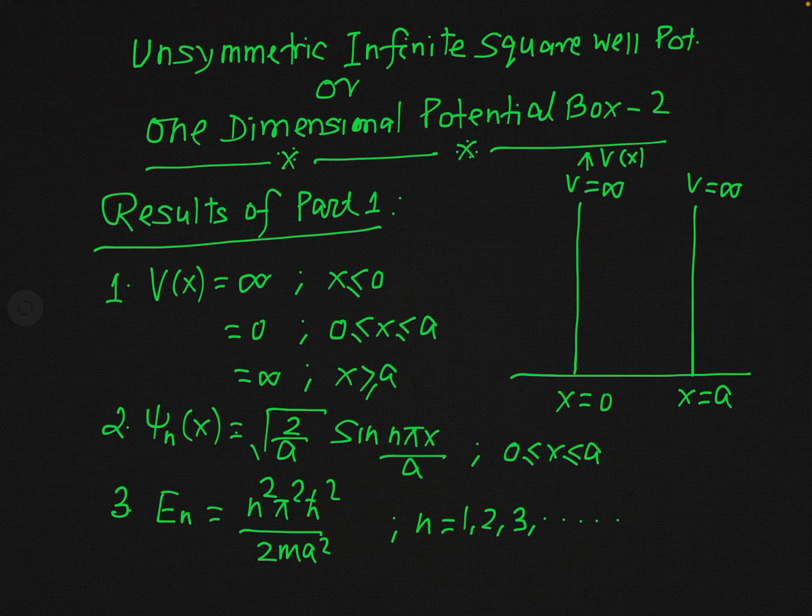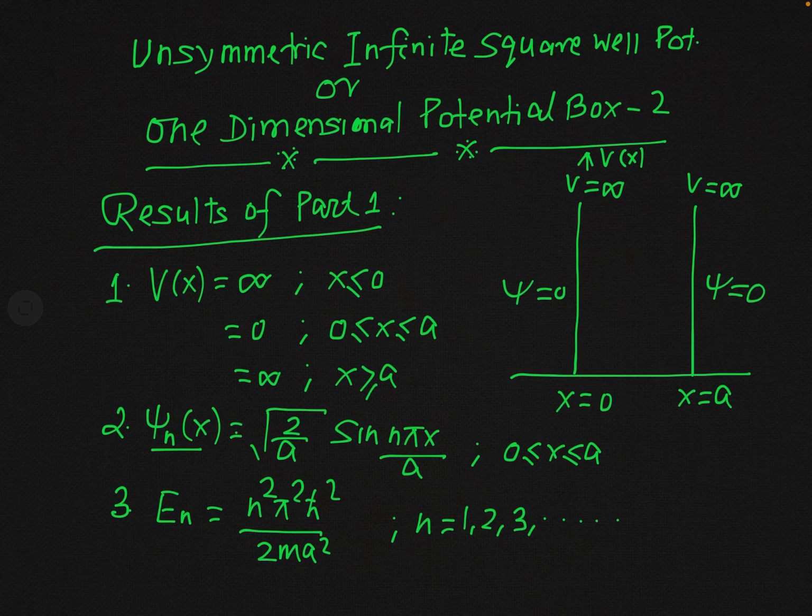And setting the time-independent Schrodinger equation for this potential, we have actually obtained two important results. The first one was the eigenfunction psi n of x equal to square root of 2 over a times sin of n pi x over a in the region between x equal to 0 and x equal to a. In the region x less than 0, the wave function was 0, and also in the region x greater than or equal to a, the wave function was 0. In this equation, n has the values 1, 2, 3, and so on.